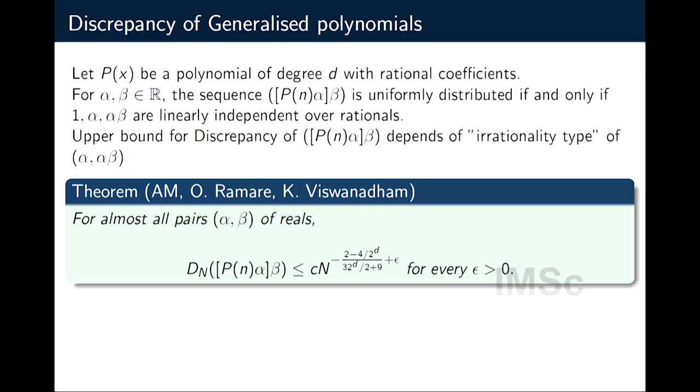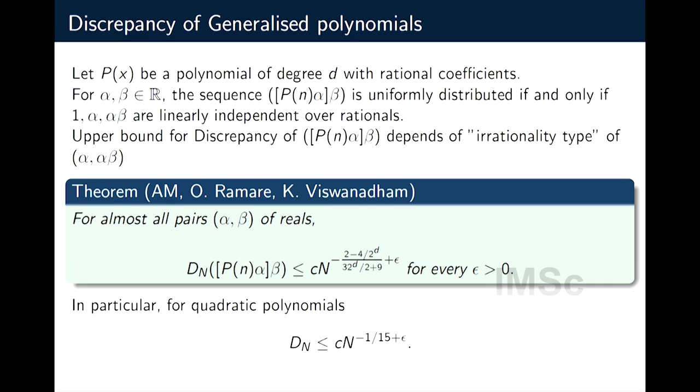So this is a result with Olivier Ramare and Kashi Vishwanathan some years back, where we could prove that for almost all reals, the discrepancy of this polynomial. So this n has a very strange looking exponent. I am not going to read it, but better look at an example. So when the degree is 2, this turns out to be n to the minus 1 over 15.